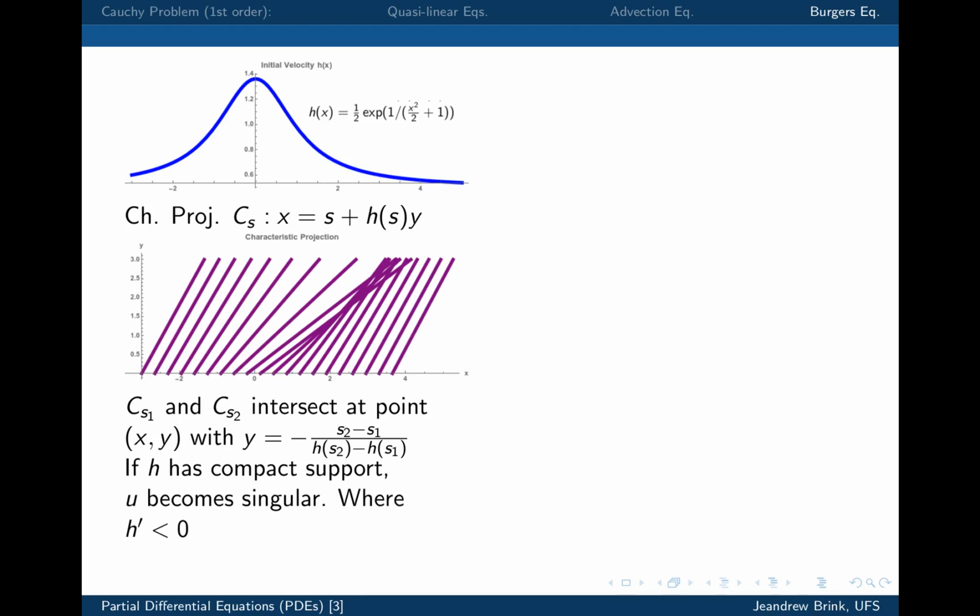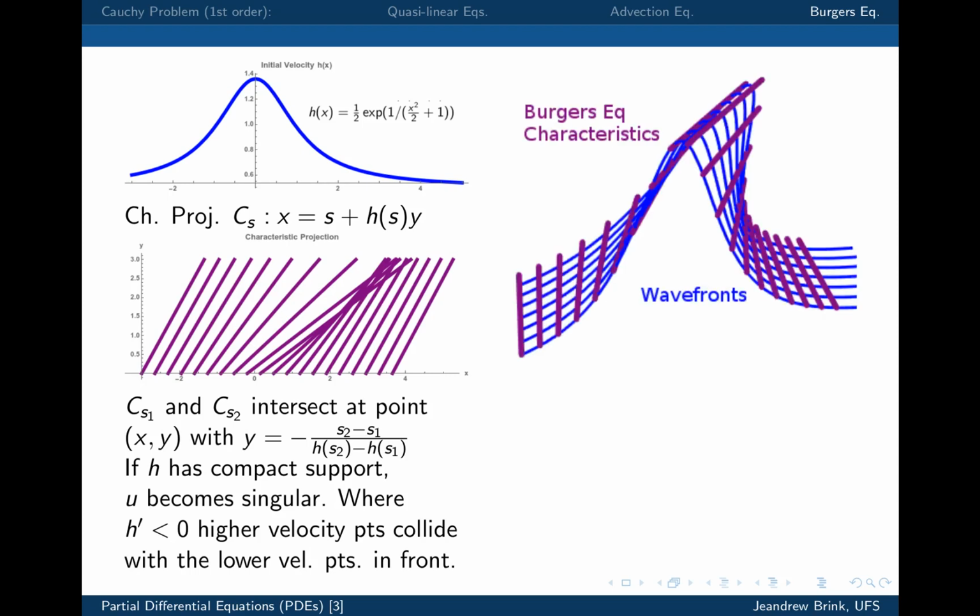And they collide whenever the h derivative is less than 0. In other words, what basically happens is over here the derivative is negative, and the one line tips over more than the one below, and therefore they're guaranteed to collide. Okay, and the physical interpretation that Burgers actually brought to the table was basically that the higher velocity points collide with the lower velocity points in front. And this phenomenon is known as a shock. It was the typical example of shock waves, and if you actually do the full 3D solution, you have something like this.